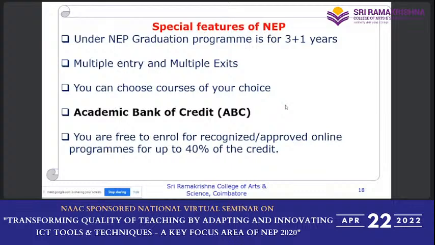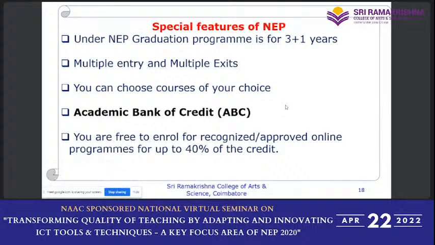Second, Infosys Springboard. There are more than 2,500 courses free of cost to any student who logs on to Infosys Springboard. Likewise, there are many other institutions which are offering courses free of cost to students, but they are to be recognized, approved online programs. So while the students are attending their regular colleges, apart from that, they can get into these courses also.